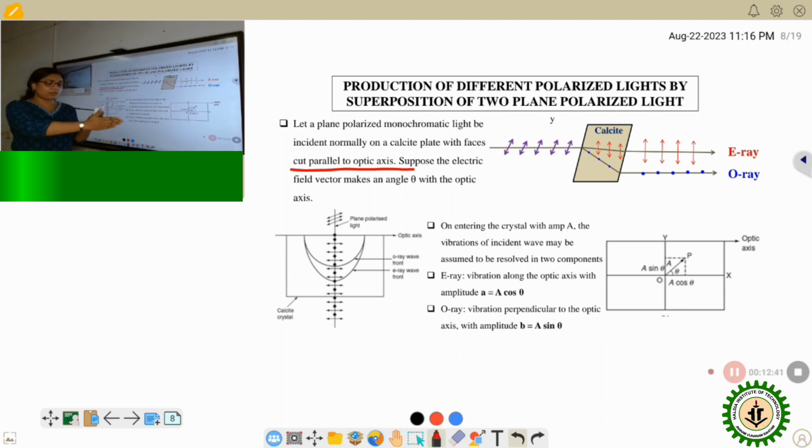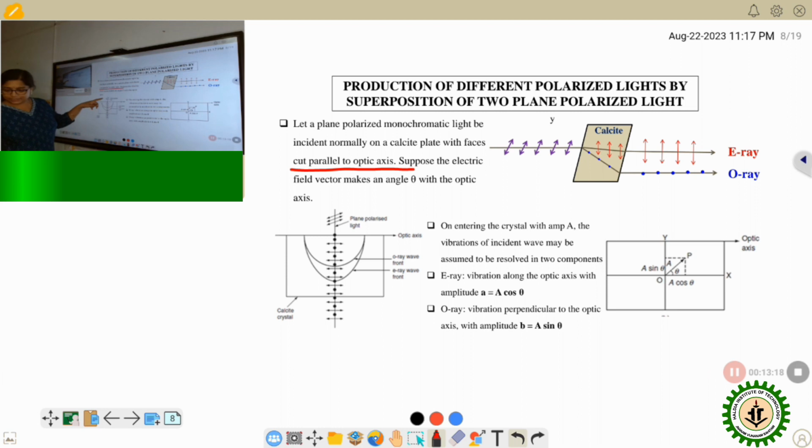Whenever light moves along any direction apart from the optic axis, we get double refraction or birefringence. So as a result of it, we get two plane polarized lights, E ray and O ray. And you know that when any two rays travel with different velocity along the same direction, after going some length, it will develop a path difference between them, or as a result of it, we will get a phase difference between the E ray and O ray.